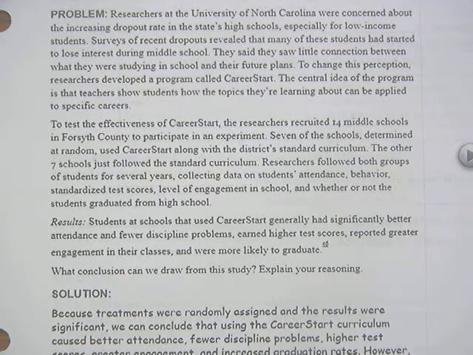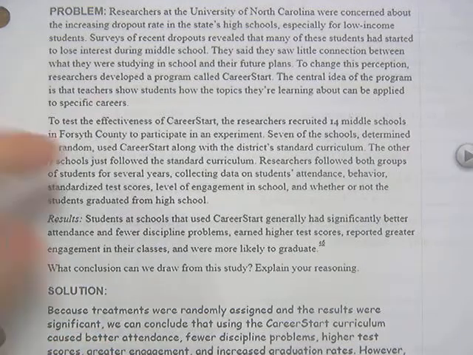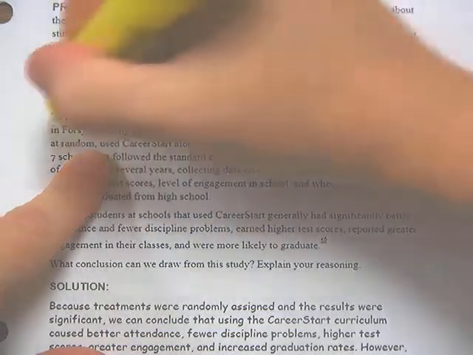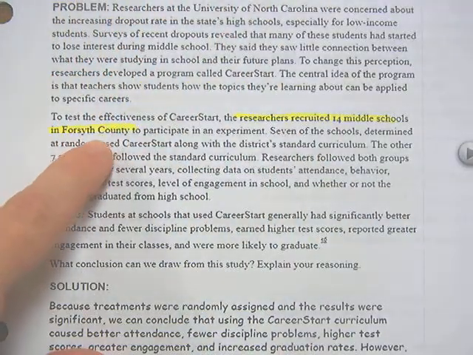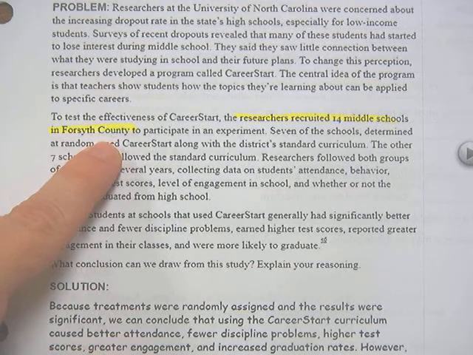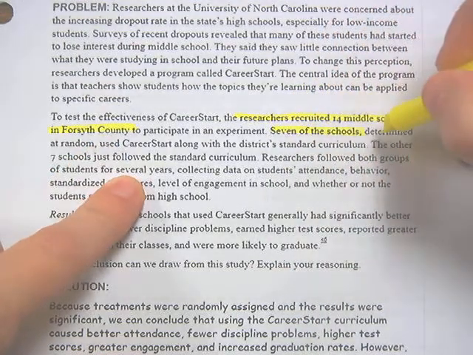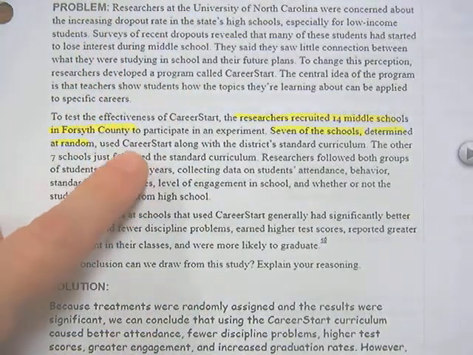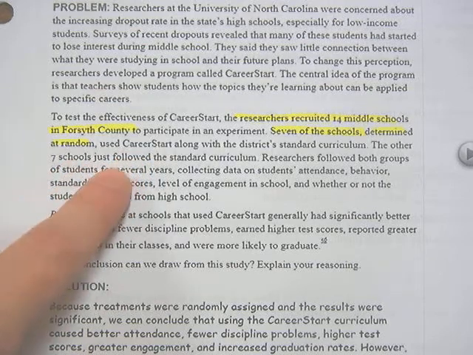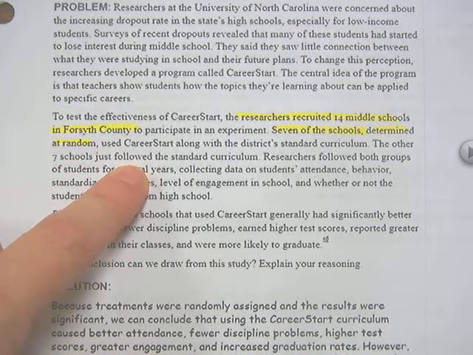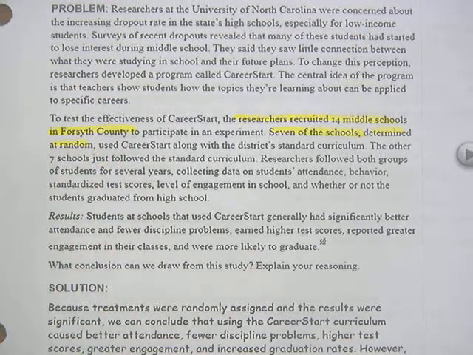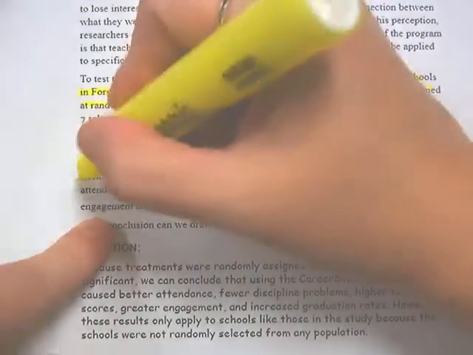To test the effectiveness of this program, the researchers recruited 14 middle schools in this particular county. So 14 middle schools in this county were chosen to participate. 7 of the schools, determined at random, used the program along with what they were already learning, and the other 7 schools just followed what they were already learning. So those are the 2 treatments. Researchers followed both groups of students for several years, collecting data on attendance, behavior, test scores, engagement, and whether or not they graduated. Here are the results.